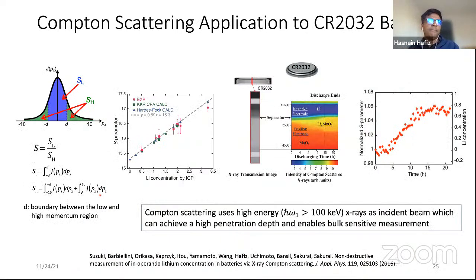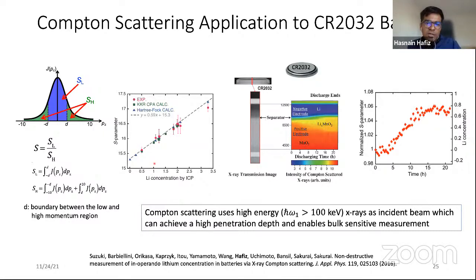Now, before going to our discussion on the lithium rich, let me first show the strength of Compton scattering by showing its capability in macroscopic scale. Compton scattering uses high energy X-rays as incident and achieves a high penetration depth and enables bulk sensitive measurements.